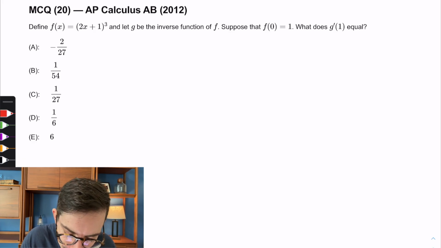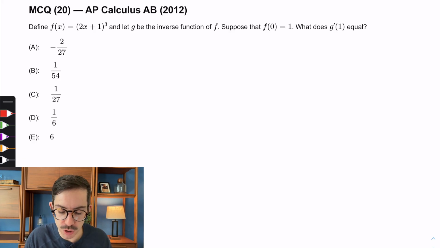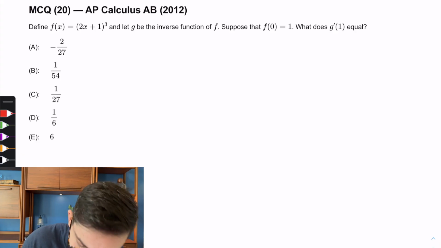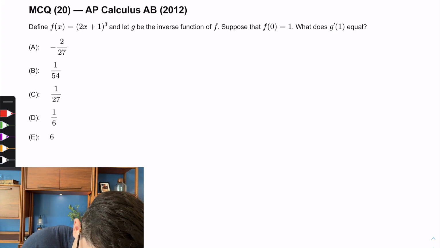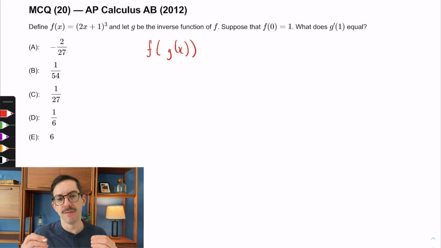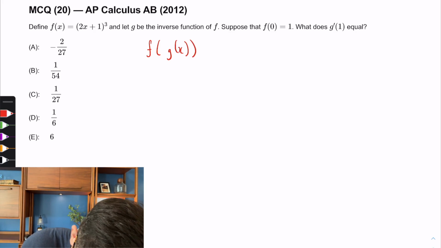So we're told that f has the rule 2x plus 1 all cubed, and g is the inverse of that, and I'm given some information about the value of f at 0. Okay, so by definition, we know that f of g of x, if f and g are inverses, that should just be sending me straight back to x.